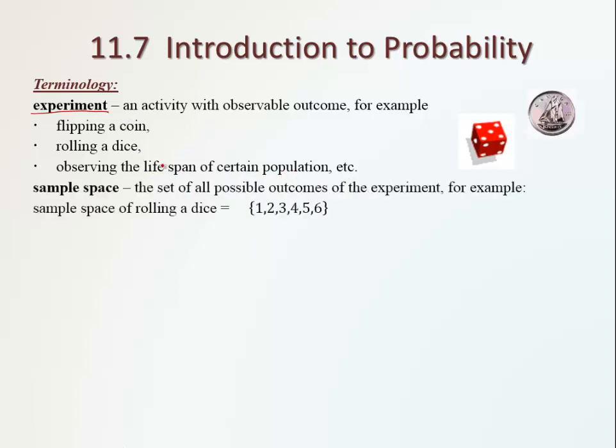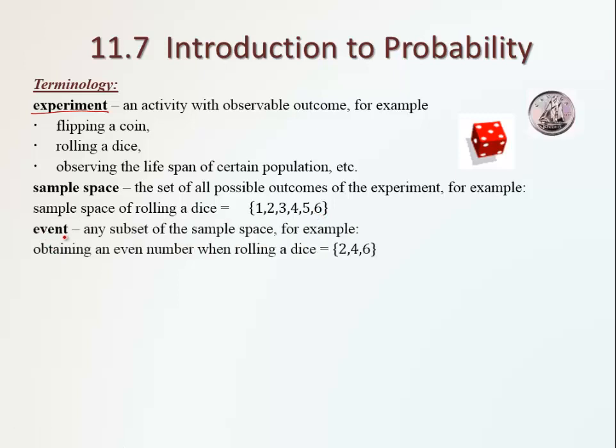Once we are clear about what the experiment is that we are performing, we could build a sample space. Sample space is a set of all possible outcomes of a particular experiment. For example, if we roll a dice, as I mentioned before, the outcomes are 1, 2, 3, 4, 5, 6. So our sample space would be a set composed of 6 numbers.